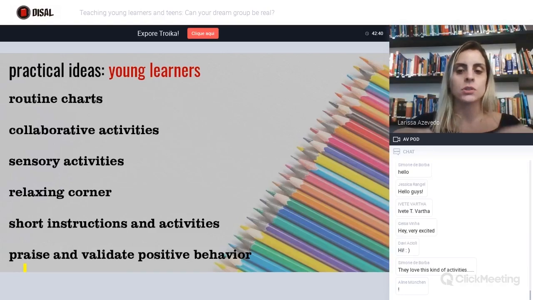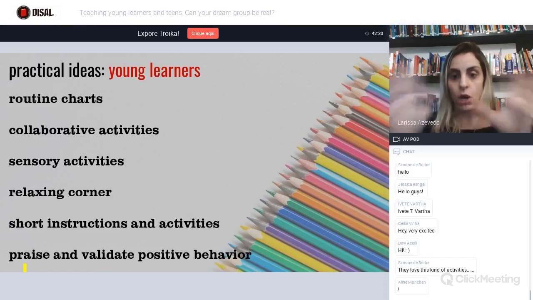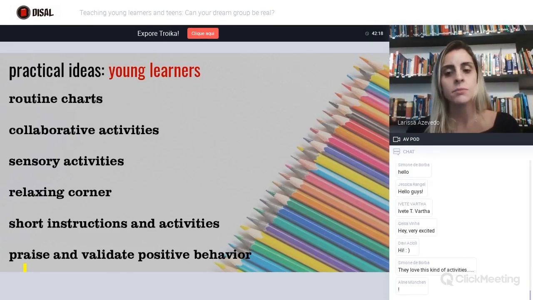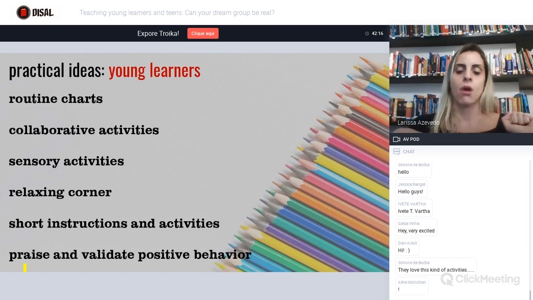So instead of telling students, okay, you're going to draw, then you're going to color your drawings, and then you're going to cut them out, and then glue them in your notebooks. This is too long. You have four steps within one activity, and probably by the end of the first one, they will be distracted.